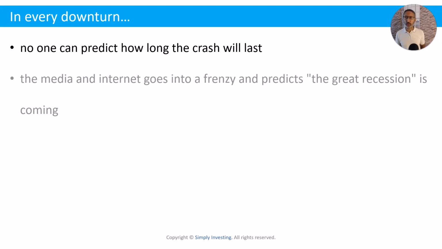Nobody knows. But what does happen is that the media and the internet always go into a frenzy and start predicting that the Great Recession is coming, especially in March of 2020. This happened when COVID hit, and there was a lot of talk in the headlines. You could see that, hey, the market is going to crash, it's going to tank, and we might be headed towards a big recession. So that's always going to be there. The key is for you to ignore the noise. There's going to be a lot of noise in the media, a lot of noise on the internet and online, and we see that today as well.